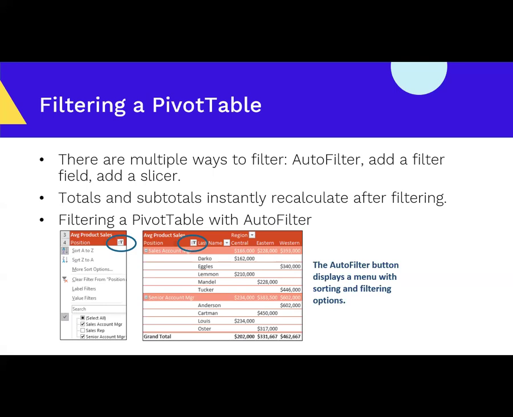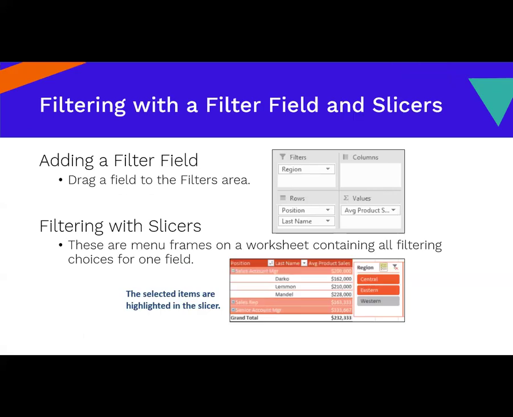Totals and subtotals instantly recalculate after you do the filtering. Filtering a pivot table with auto filter, the auto filter button displays a menu with sorting and filtering options. Adding a filter field, drag a field to the filters area. Filtering with slicers, there are menu frames on a worksheet containing all the filtering choices for one field. The selected items are highlighted in the slicer, and that's where you're able to make your filtering changes.